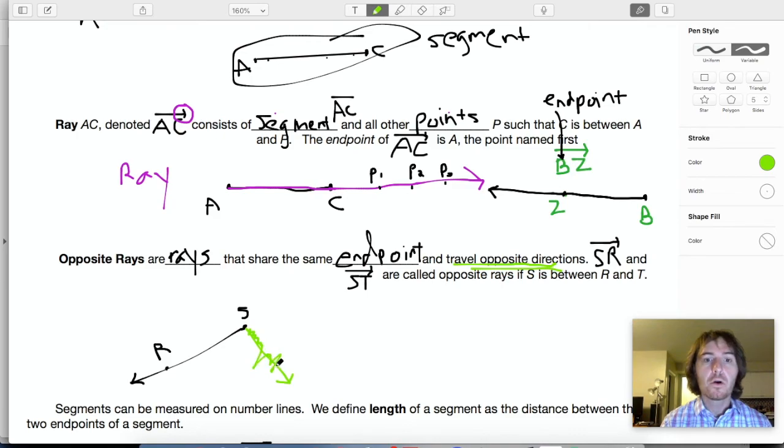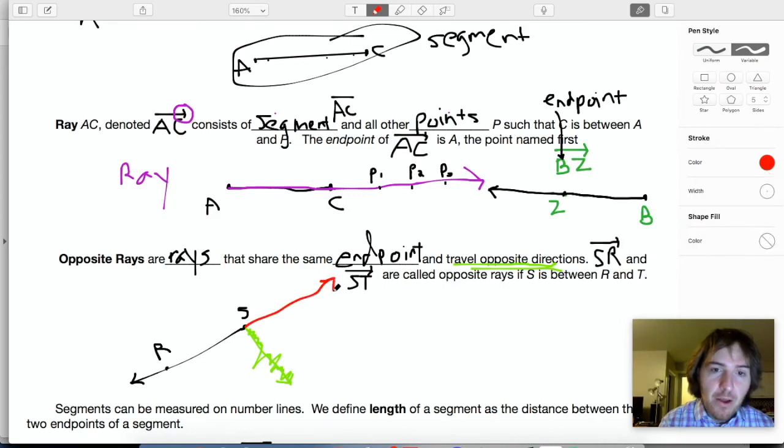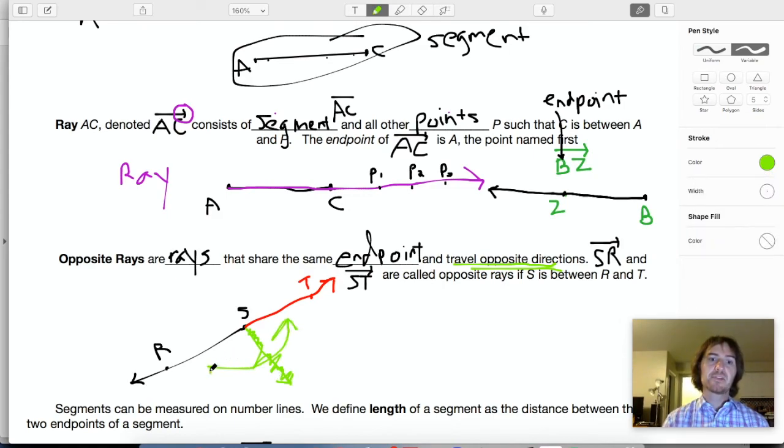So there are infinitely many rays you can draw with S being an endpoint, but the one that is the opposite ray is this. It is collinear with that other ray, and it shares the same endpoint here. So this is ray ST in this situation. These are examples of opposite rays. Opposite rays are going to be collinear with one another. And that's what we have for opposite rays. Be on the lookout for that one when you get into your homework tonight as well.